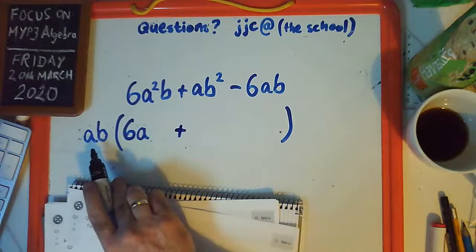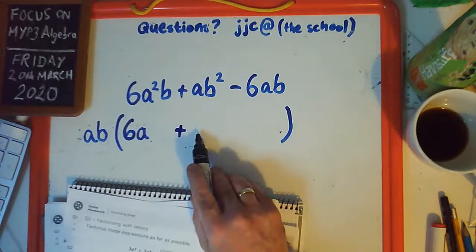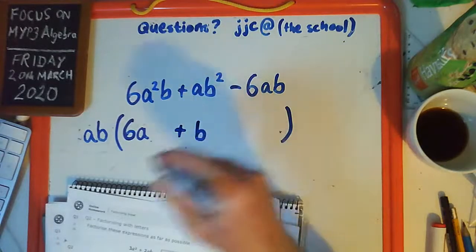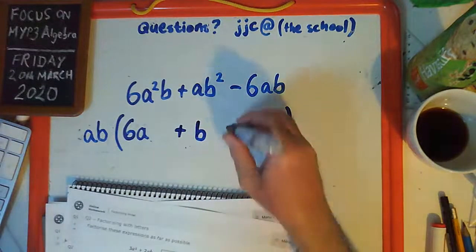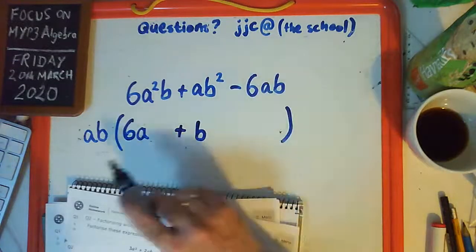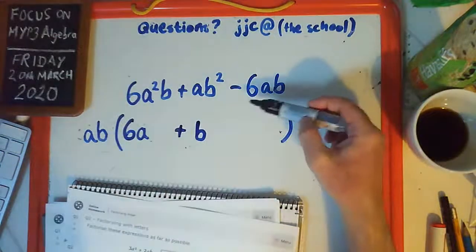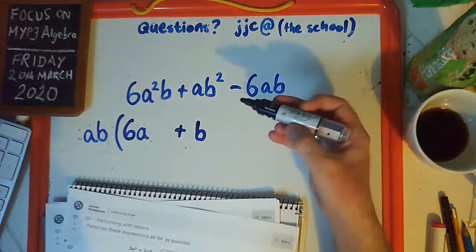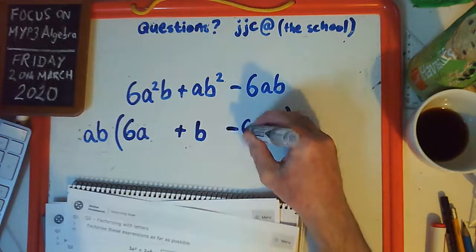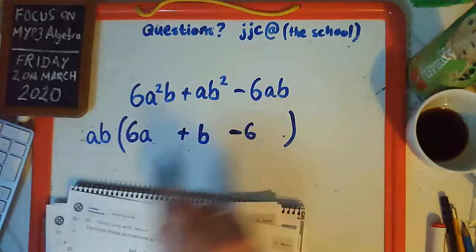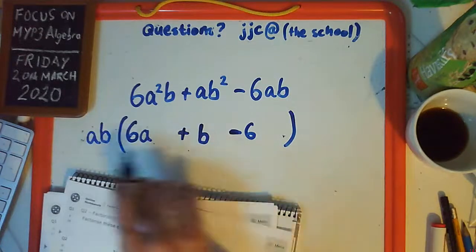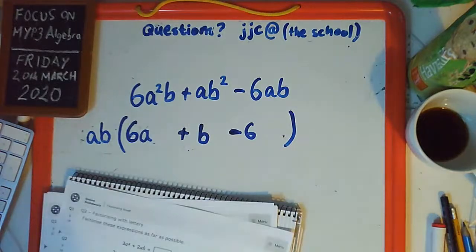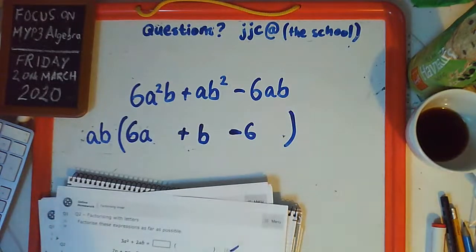Okay, ab times what inside the brackets will give us ab squared. So we need to multiply that by another b to get the b squared. And that's that term. And then the last term, ab times what inside the brackets will give us minus 6ab. Okay, so we need the minus 6 there. And then we've already got the a and the b. So minus 6 times ab will give us the minus 6ab. So that's that one.